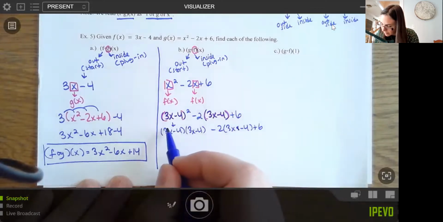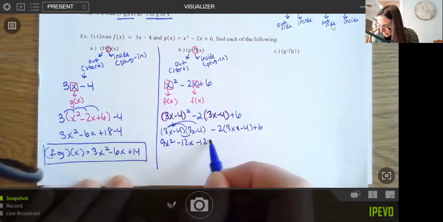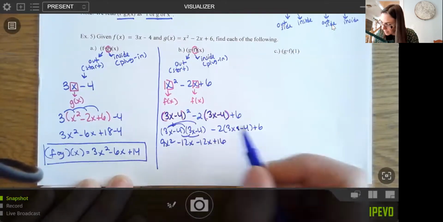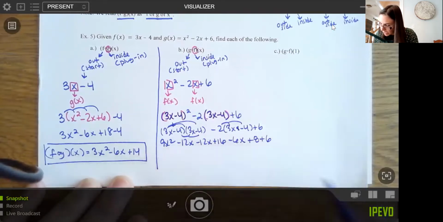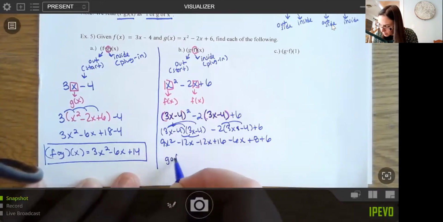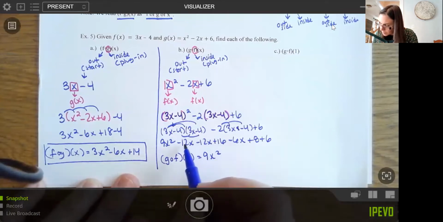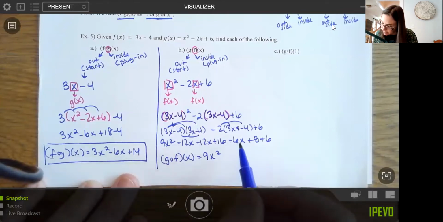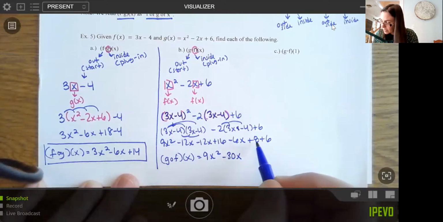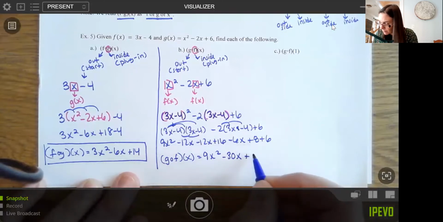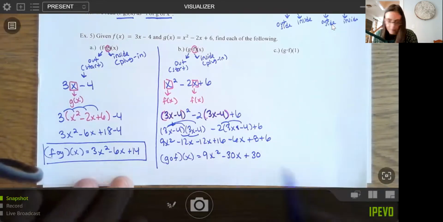Okay. So I have, let's see, 9x squared minus 12x minus 12x plus 16. I multiply out the next group too, minus 6x plus 8 plus 6. And then I'm going to combine my like terms. Let's see, I have 9x squared minus 12x, and minus 6x. So that's going to give me negative 30x. And then 16 plus 8 plus 6 is going to give me 30. All right, and that is my final answer there.